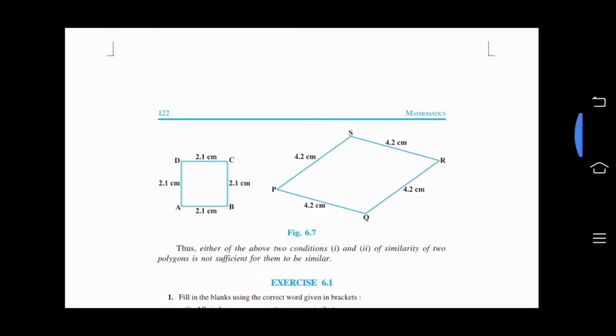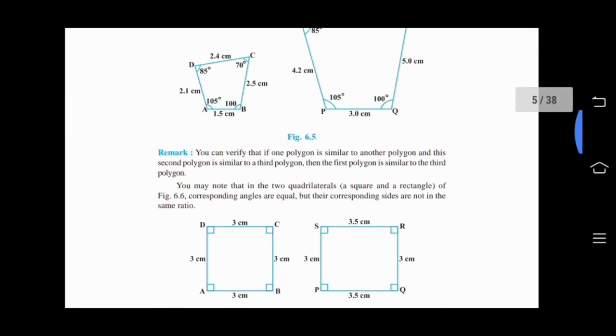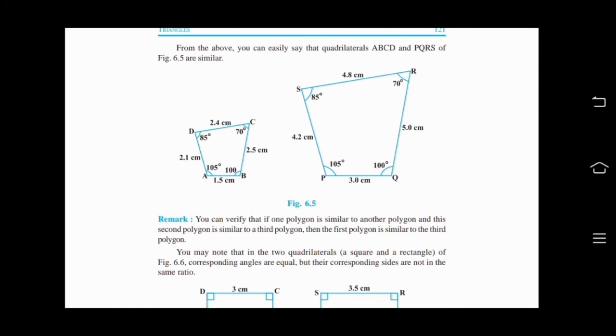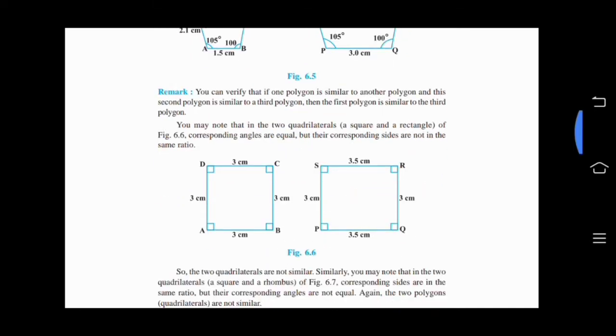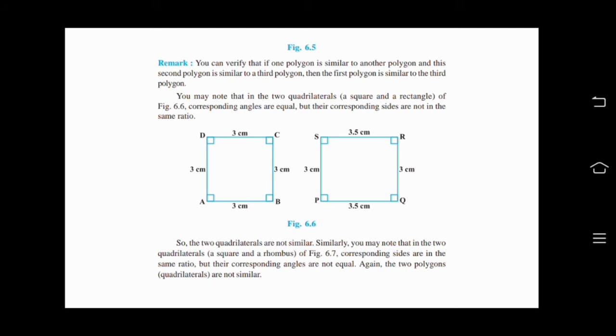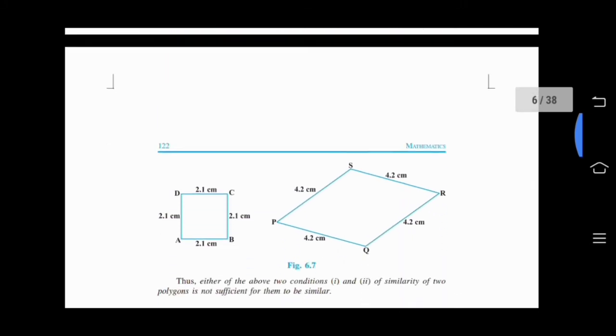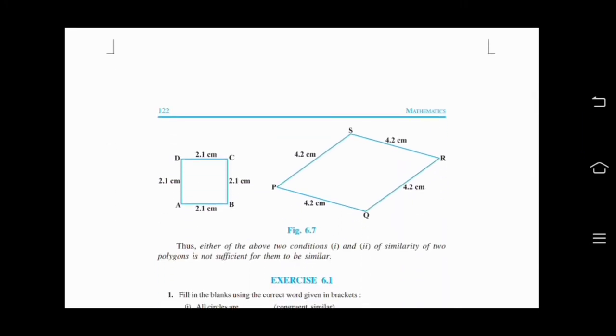So to wind it up, in figure 6.5, we have both the conditions satisfied. That's why ABCD is similar to PQRS. In figure 6.6, the second condition is not satisfied. That is why ABCD is not similar to PQRS. In figure 6.7, the first condition is not satisfied. Hence, both the quadrilaterals are not similar to each other.